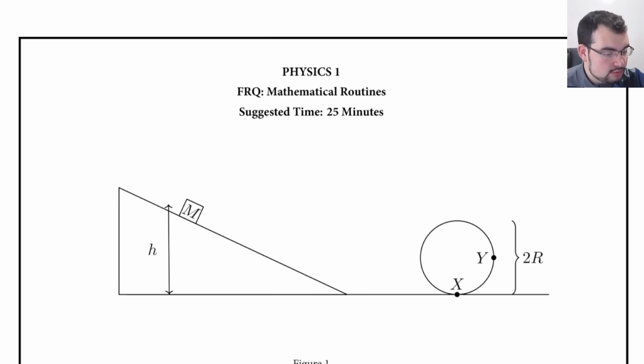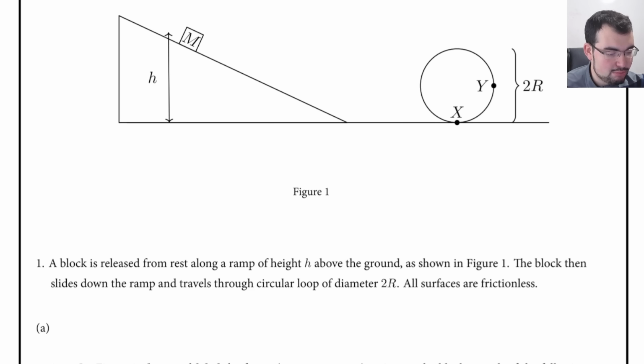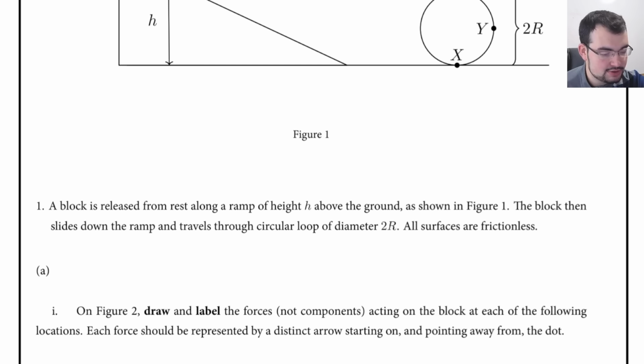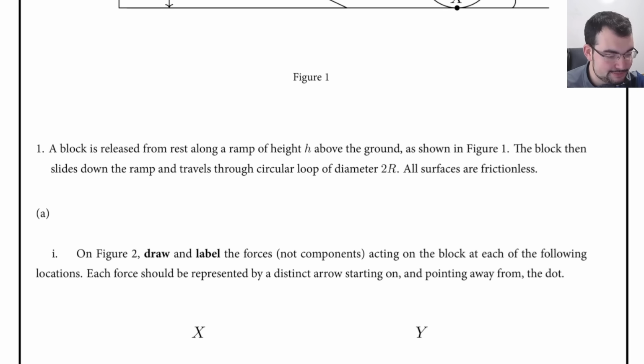So we're going to start, and our instant thought when we see any sort of a ramp is that energy is probably involved. So this is a pretty well known scenario. We have a block that's released from rest. The block slides down a ramp and travels through a circular loop whose diameter is given. All surfaces are frictionless. So this is just our classic place an object on the ramp and have it loop the loop. So I tried to keep a pretty straightforward scenario here.